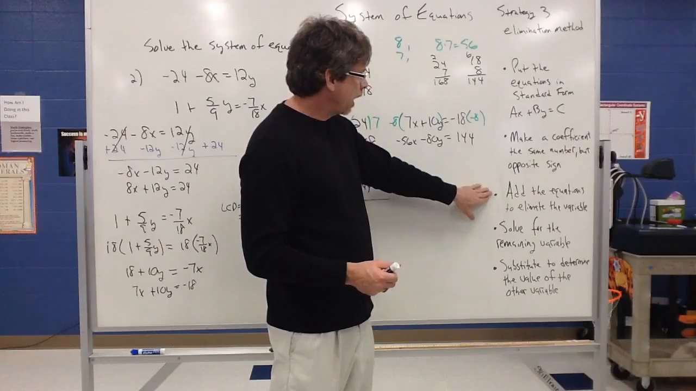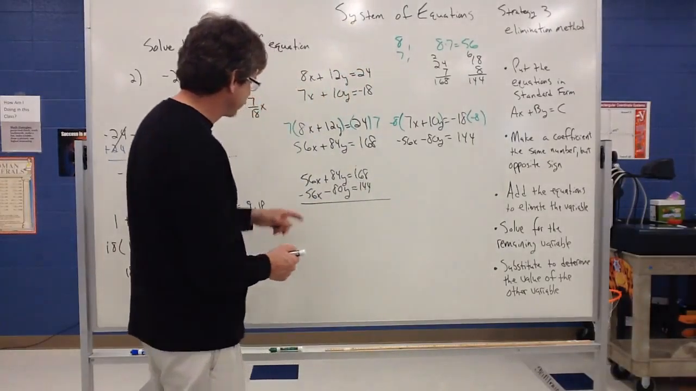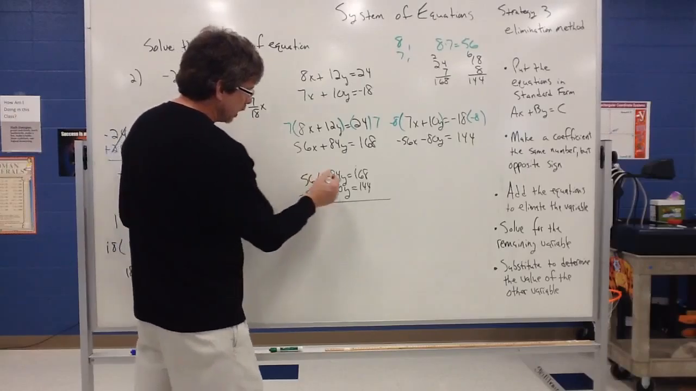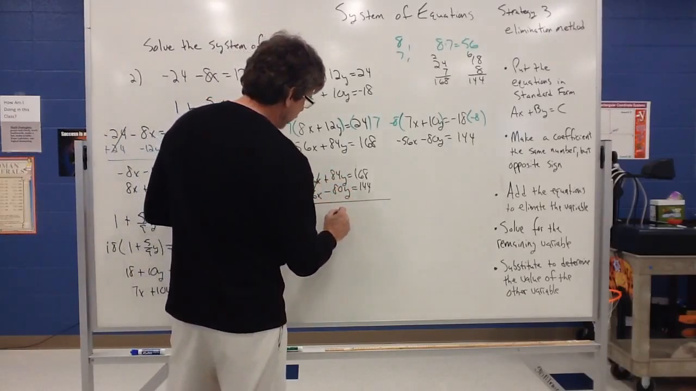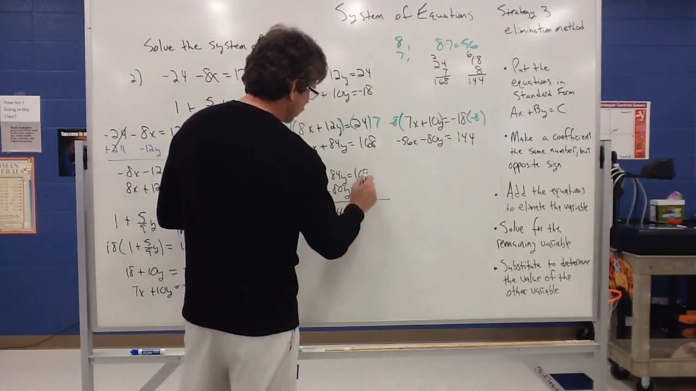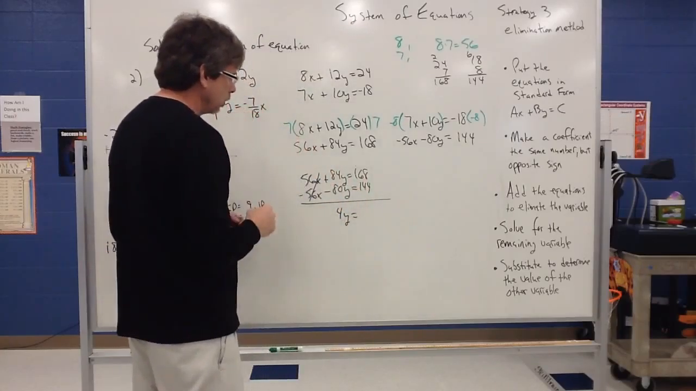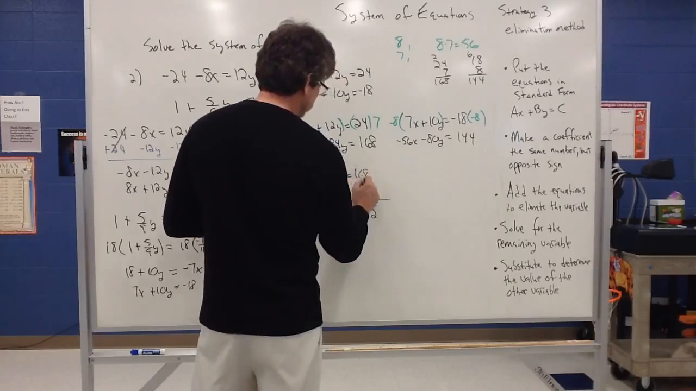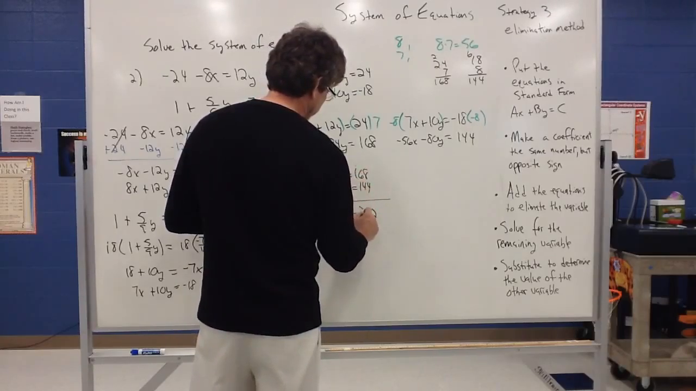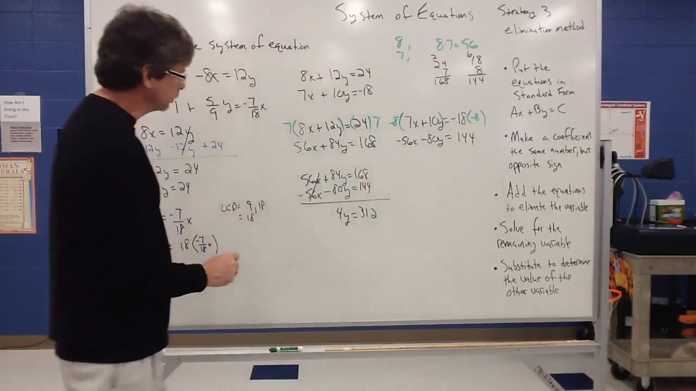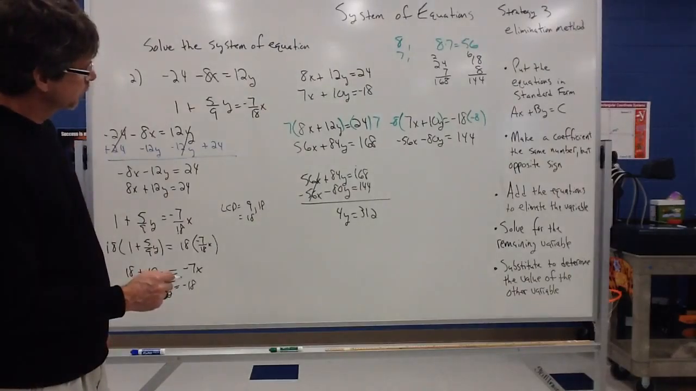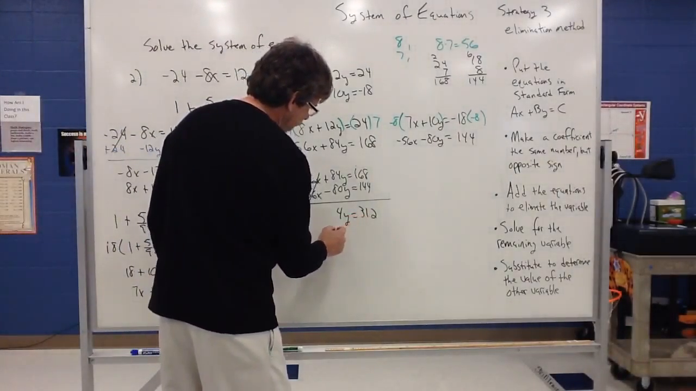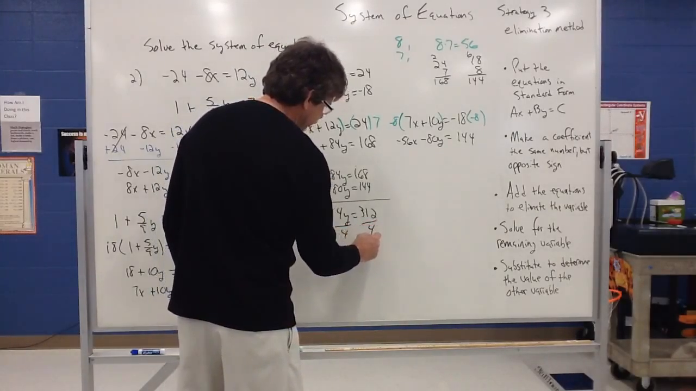My next move is now to add the equations together to eliminate a variable. So as we kind of see, these x's are going to eliminate. 84 and a negative 80 is going to give me a 4y. 168 and 144. It's like what? 12, 11, 312? I'm seeing a 312. Now, to get y by itself, I divide each side by 4.